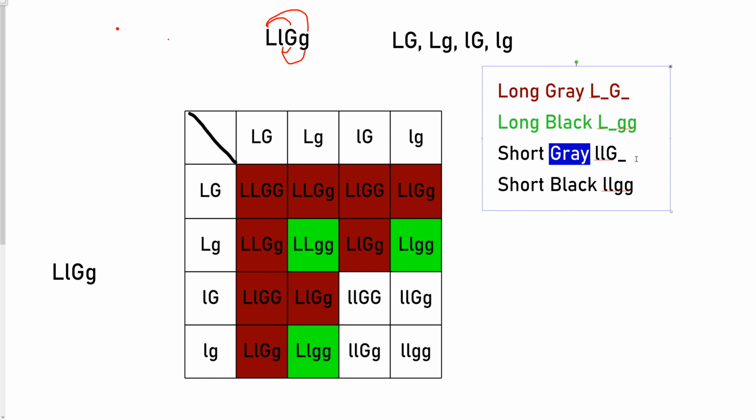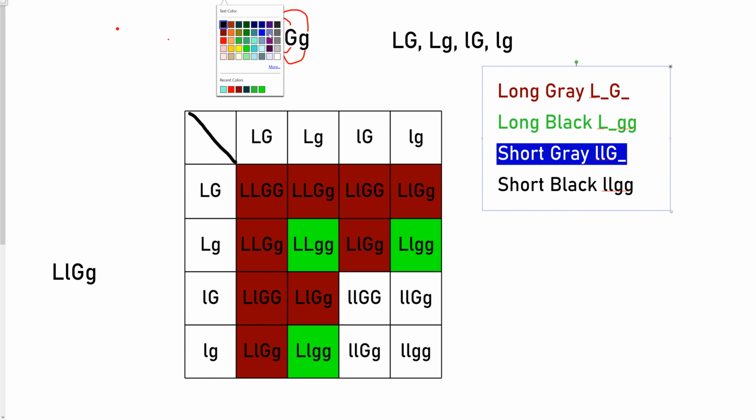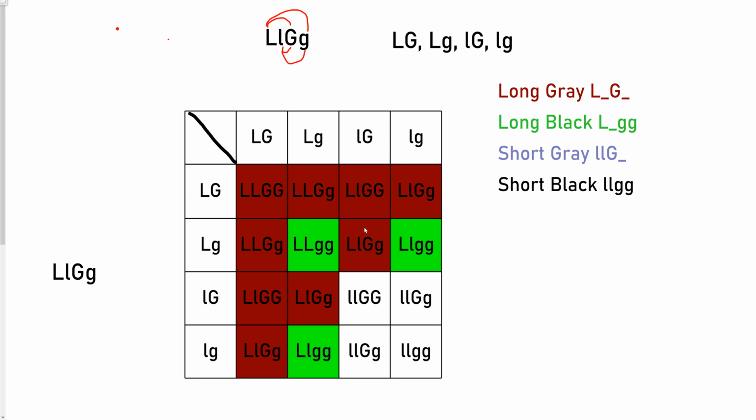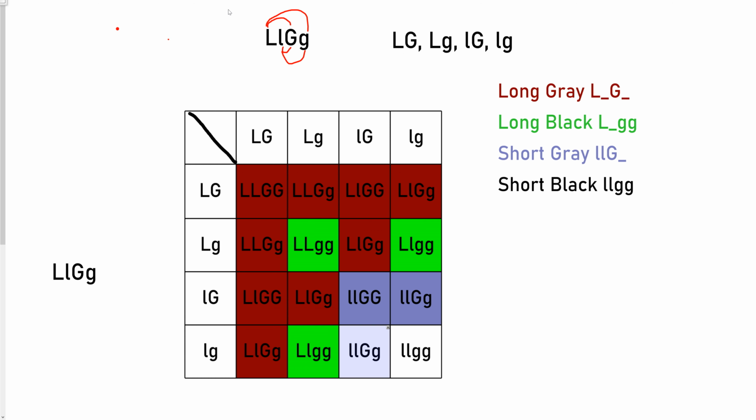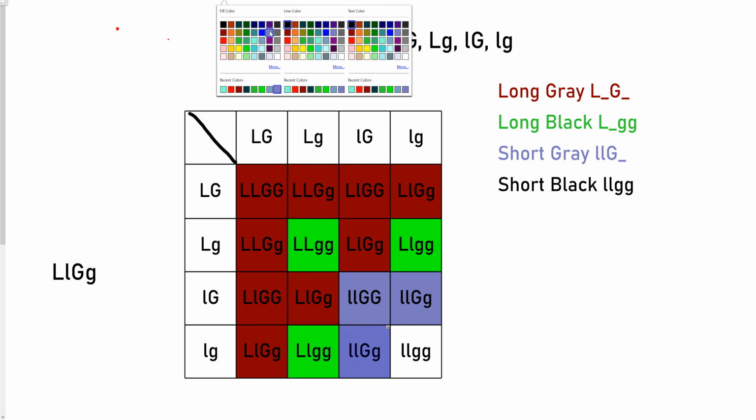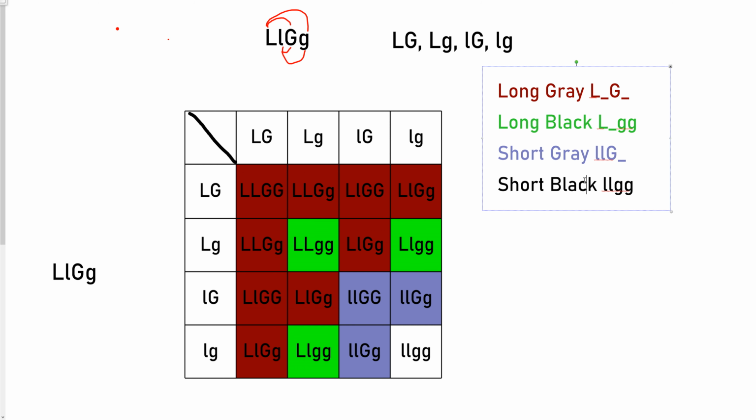Now we'll go to the short gray. And let's do a mauve, or whatever you want to call that color. And there's 3 of them. So there's one here. There's one here. Oops. And there's one here. And then finally, short black. I'm just not going to color it. Done. So there's only one of these.